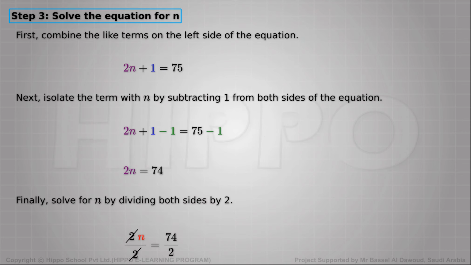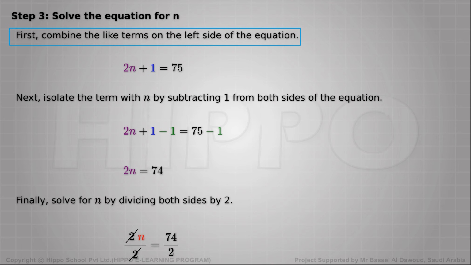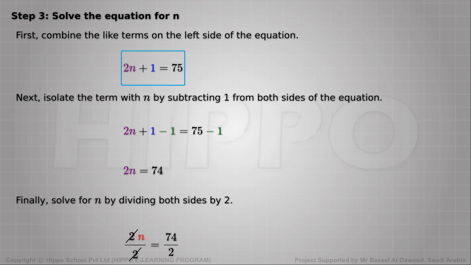Okay, on to step 3, where we solve for n. Let's look at the left side of the equation, n plus the quantity n plus 1. We have two n terms here. We call these like terms, which means we can combine them through addition. So n plus n gives us 2n. The plus 1 just stays there. This simplifies our equation to 2n plus 1 equals 75. This looks much easier to work with.